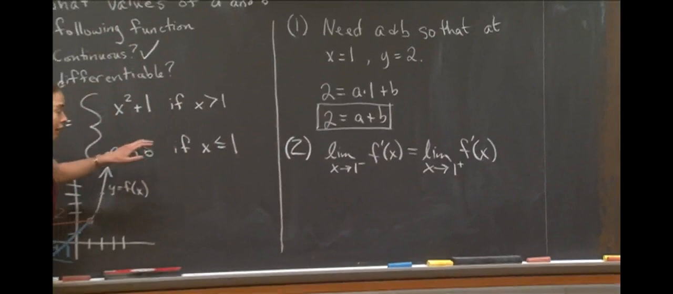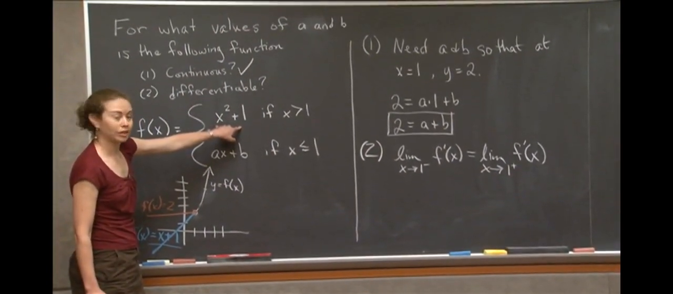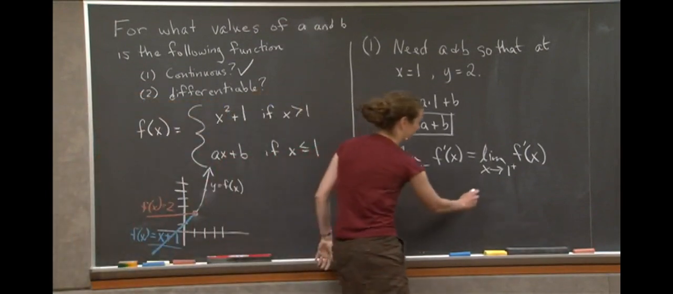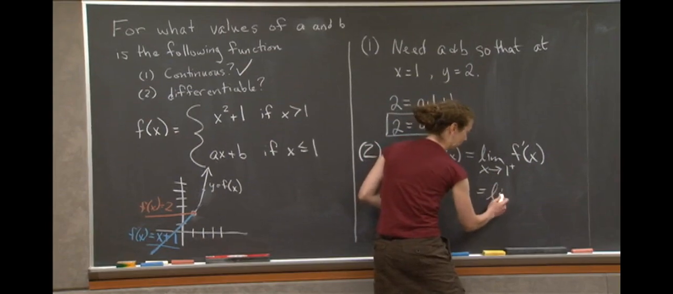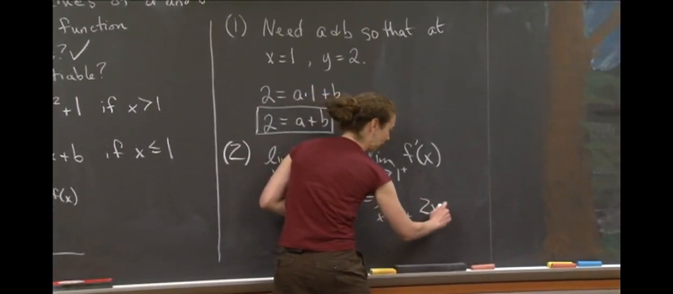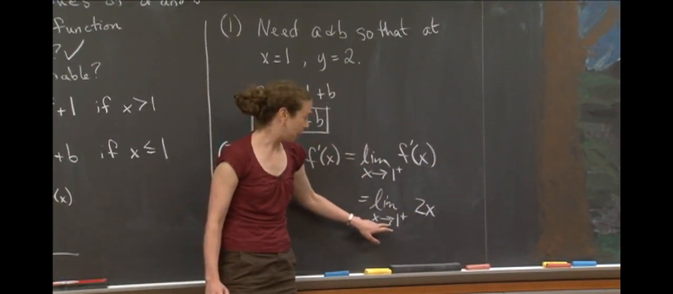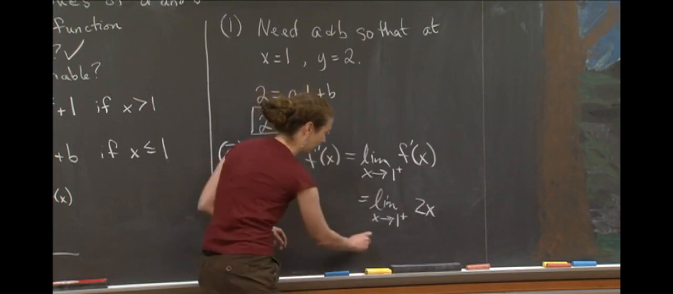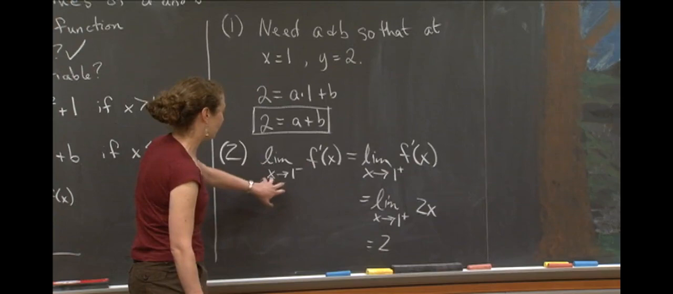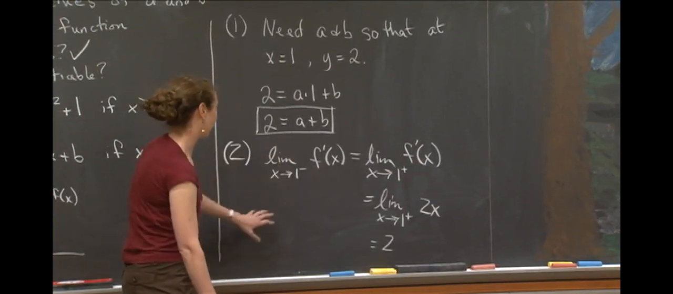The function to the right of 1 is x squared plus 1. We know its derivative. Its derivative is 2x. So on this side, we have the limit as x goes to 1 from the right of 2x. And now we can fill that in. What is that? Well, I just evaluate at x equal 1, and I get 2. And now that means I need the limit as x goes to 1 from the left of the derivative to also be 2. So let's fill in this side.